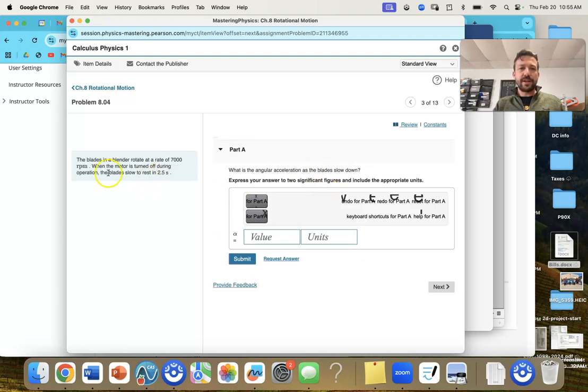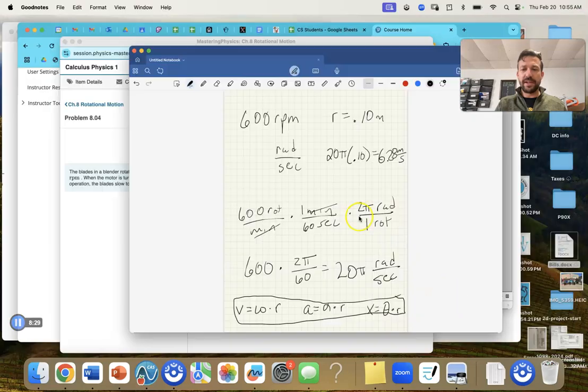Let's look at the next one here. The blades in a blender rotate at 7,000 rotations per minute. So remember, you got to switch that over to radians per second. So multiply by the 2 pi over 60, right? When the motor is turned off during operation, the blades slow to a rest in 2.5 seconds. What is the angular acceleration of the blades as they slow down?